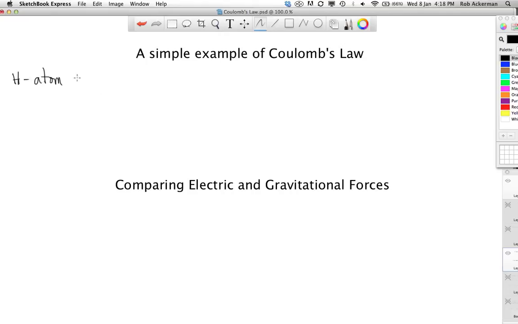Think back to what is a hydrogen atom. Well, a simple hydrogen atom is a proton with an electron orbiting. And that's all it is. This is neutral hydrogen. Now, how far apart are these?